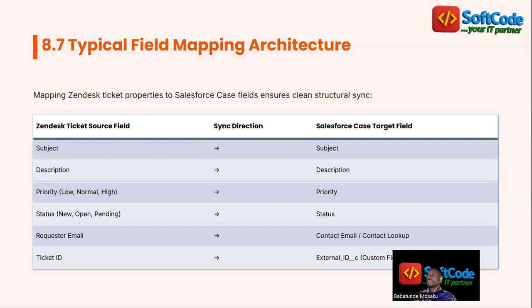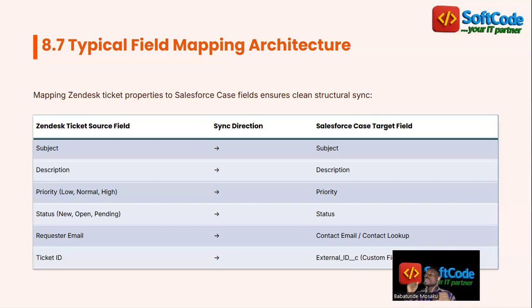Then the typical field mapping. Just like in our case object in Salesforce, we have subject, and Zendesk also has subject. We have a description, and Zendesk also has a description. We have priority, and they have priority as well, but like I told you earlier, because these are pick list fields, let's skip mapping them so that we have exactly what we want. And then we also have status, and they have status as well.